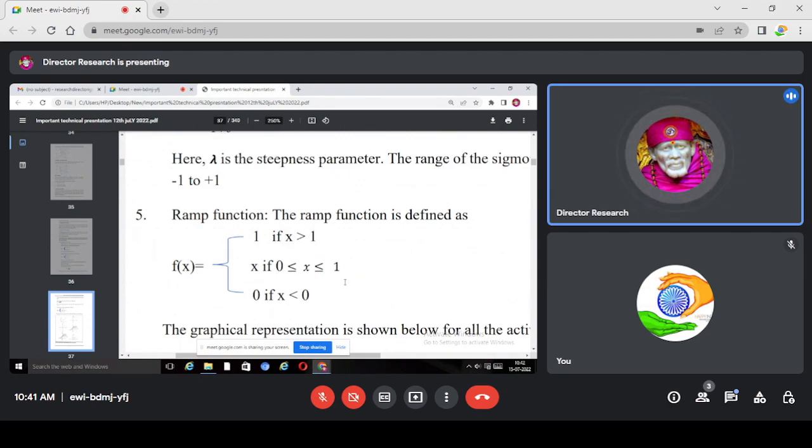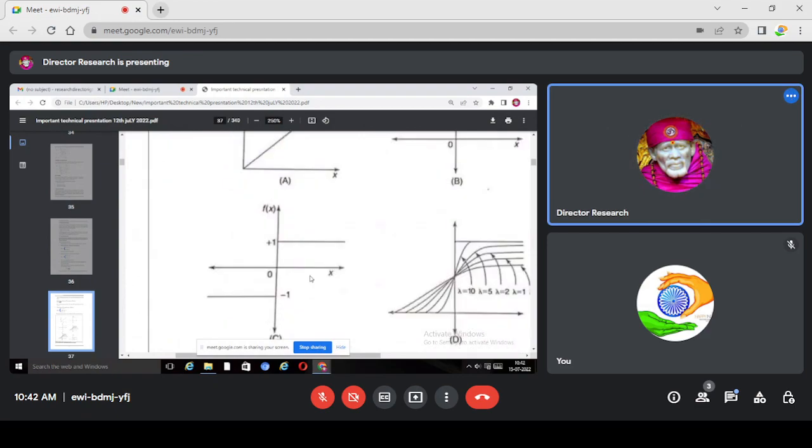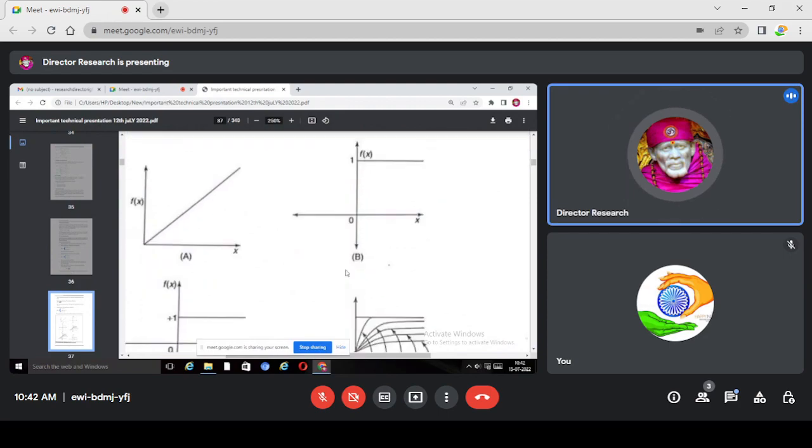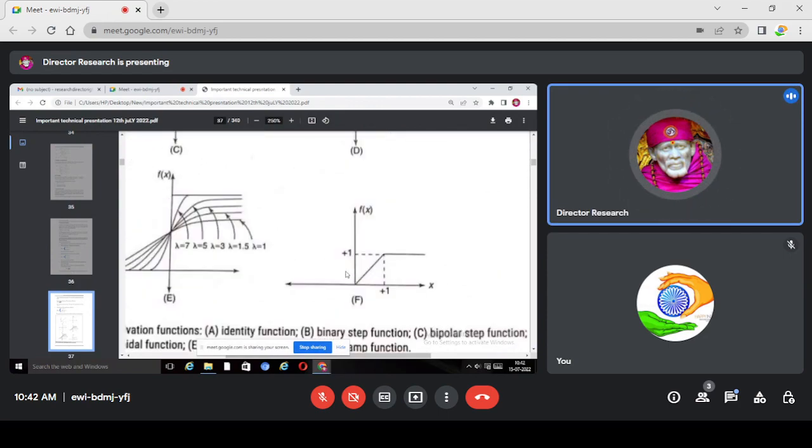The ramp function. The ramp function is defined as f(x) = 1 if x > 1, f(x) = x if 0 ≤ x ≤ 1, and 0 if x < 0. The graphical representation of the activation functions is shown like this. Just see the graphs.